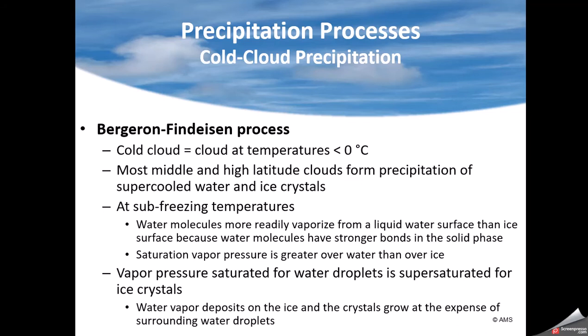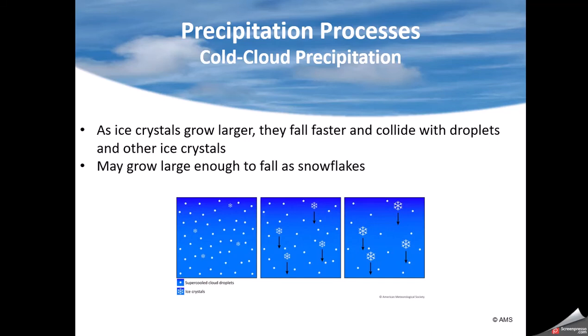Because once you get the first ice crystal, the Bergeron-Findeisen process says everything is going to eventually change to ice crystals. So now you have snowflakes, which have grown because all the liquid that was in the cloud condenses on the snowflakes and makes them big enough that they actually begin to fall.